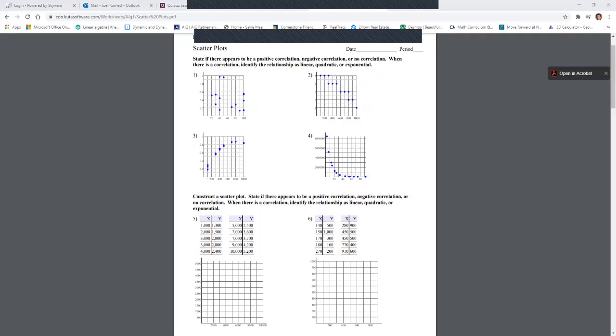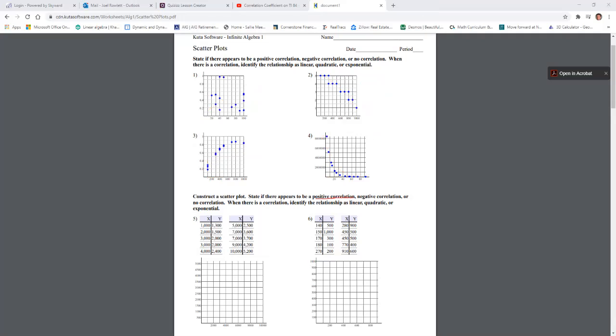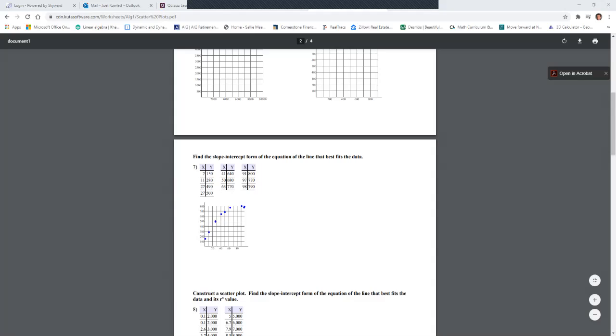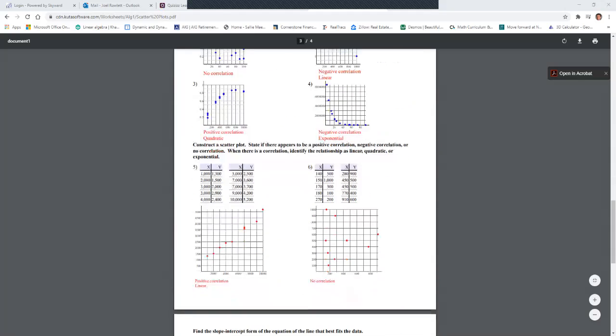Number 5 says to construct a scatter plot and determine if it has a positive correlation, a negative correlation, or no correlation. And again, they want to know if we have a linear situation, a quadratic, or an exponential. And rather than try to plot all of this, I'm just going to go down and we're going to look at the answers here.